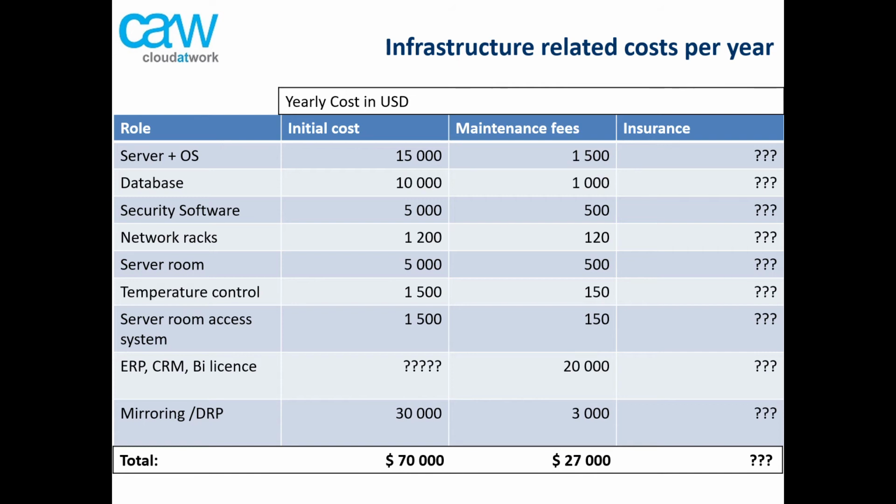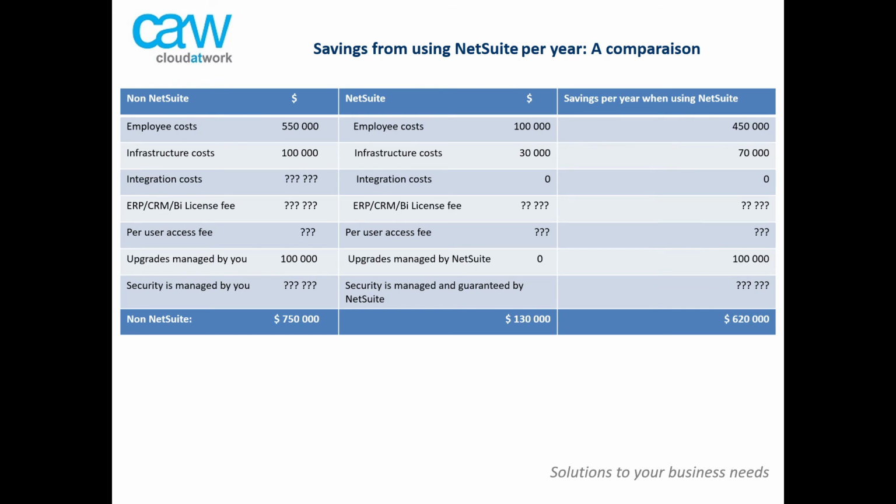But in general, we get up to $97,000 per year. So when we add this all up, if you're not using NetSuite, we get to a total of $750,000 a year. That's a very low ball figure. I know that some companies are paying even more than that just for the upgrades of their systems.